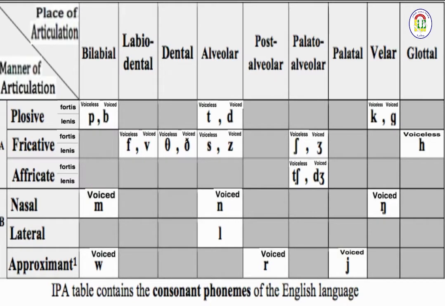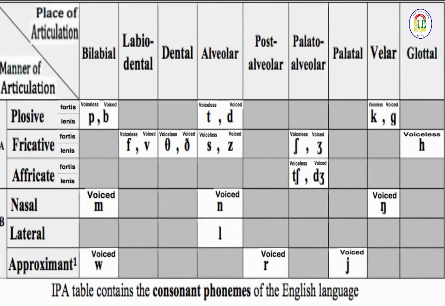As a summary of the places and manners of articulation, we get the IPA table of the consonantal phonemes of the English language. So, the IPA table represents the different places and manners of articulation of consonants. For different places, we get bilabial for p and b, labiodental for f and v, dental for th and th, alveolar for t, d, s, z, n, and l, post-alveolar for r, palato-alveolar for sh and j, ch and j, velar for k and g and ng, and glottal for h.